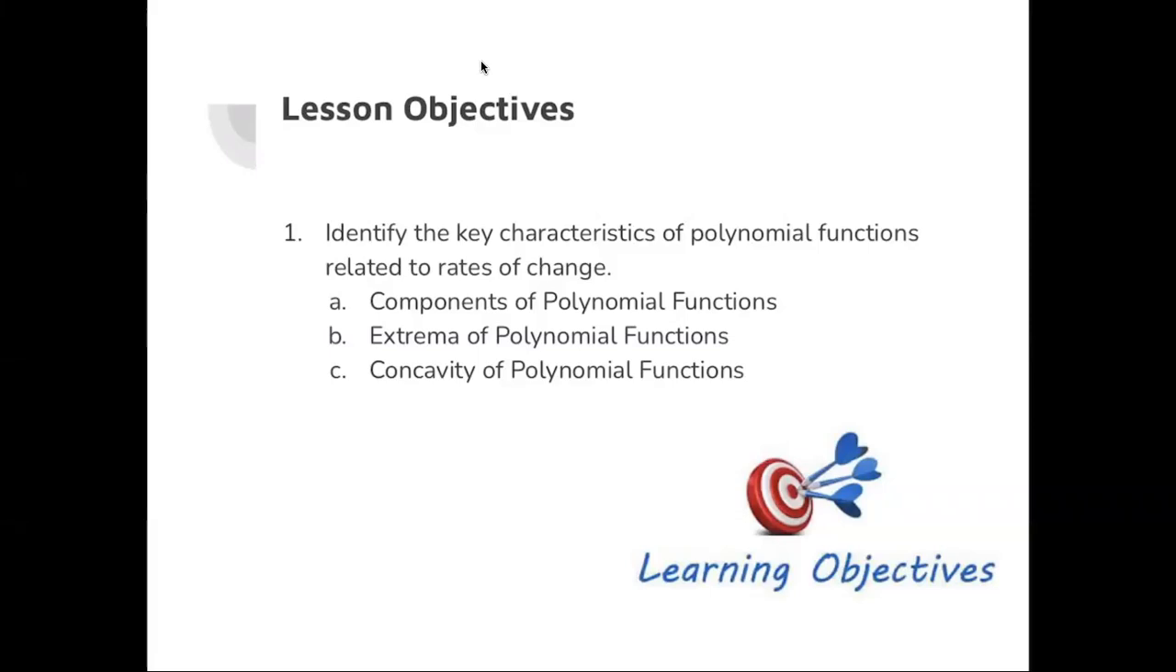We're going to look into the key characteristics of polynomial functions. So what are these key characteristics? I have divided the key characteristics into three parts. The first part is the components of a polynomial function. The extrema of a polynomial function is the second one. And the concavity of a polynomial function is the third one. So we'll be looking into all three characteristics of polynomial functions, and I've divided them as 1a, 1b, and 1c. So let's look into it.